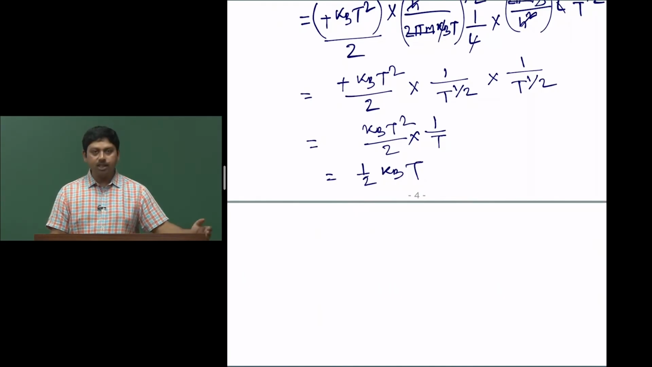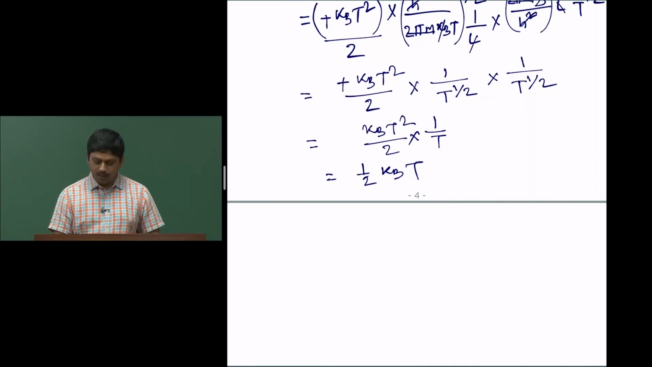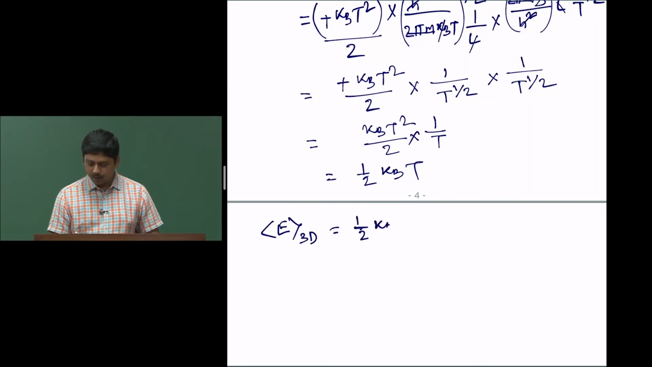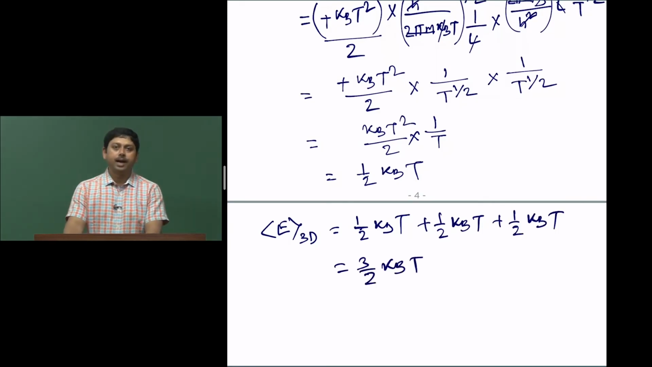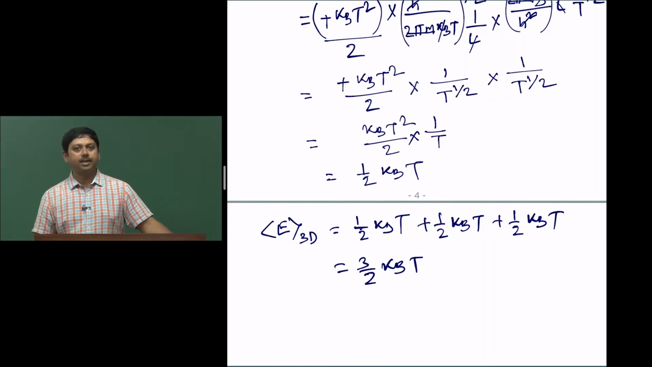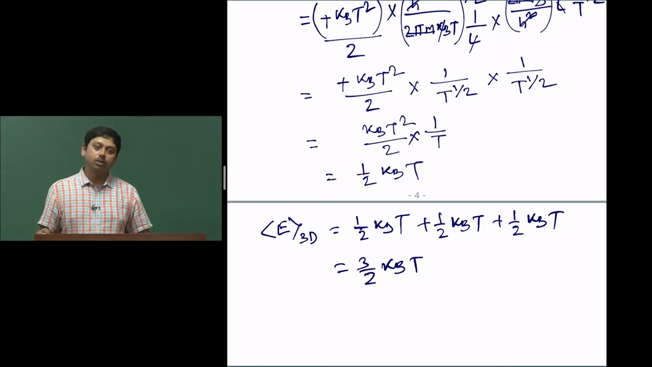So, if I now take it to the 3-dimensional box, you can see that all the dimensions are independent. Therefore, the average energy for a 3D box will become half kBT plus half kBT plus half kBT, which is equal to 3 by 2 kBT. Now, you know from the equipartition theorem that for every dimension there is half kBT energy for translation, and therefore for a 3-dimensional system the average energy classically is also 3 by 2 kBT.